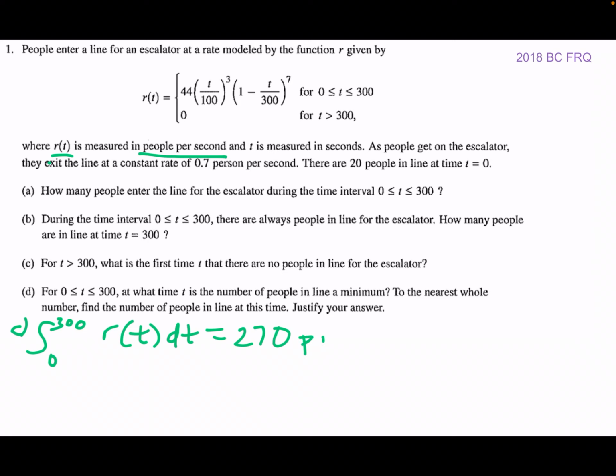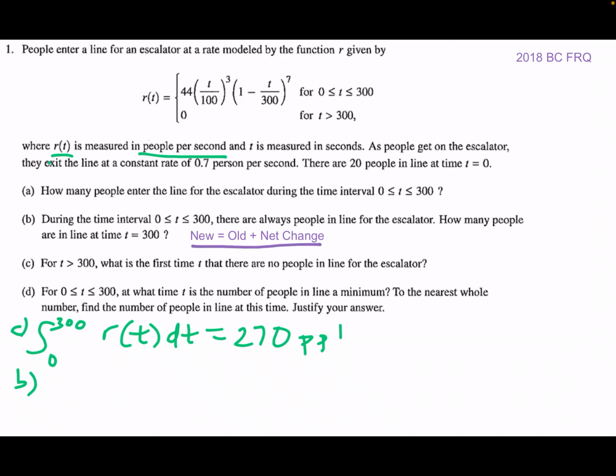Okay? Alright, then for part B, it's saying during the time interval from 0 to 300, there are always people in line for the escalator. How many people are there at time 300? This is a new equals old plus net change situation. Okay, so we're going to do new equals old plus net change.